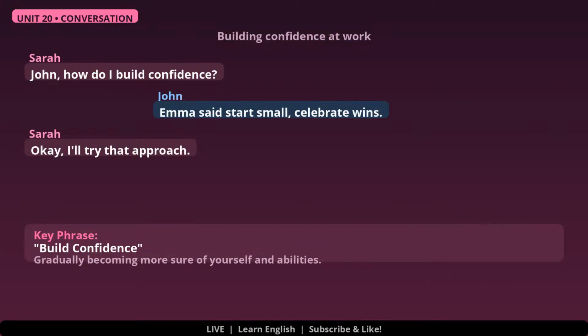Here's a real conversation example. Situation. Building confidence at work. Sarah says, John, how do I build confidence? John says, Emma said start small, celebrate wins. Sarah says, okay, I'll try that approach. The key phrase is build confidence. It means gradually becoming more sure of yourself and abilities.